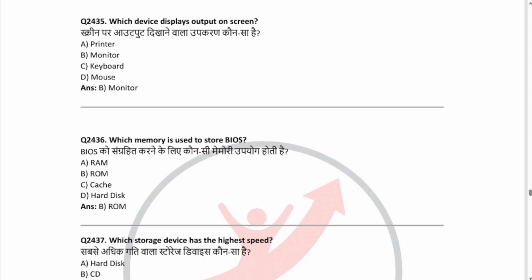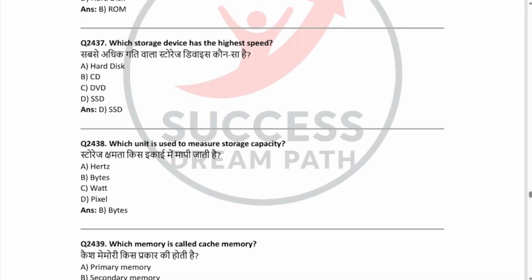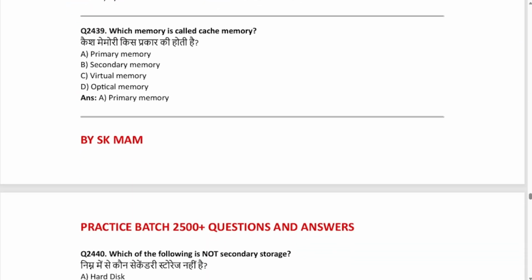Which device display output on a screen? Monitor. Which memory is used to store BIOS? RAM. Which storage device has highest speed? SSD. Which unit is used to measure storage capacity? Bytes. Which memory is called cache memory? Primary memory.